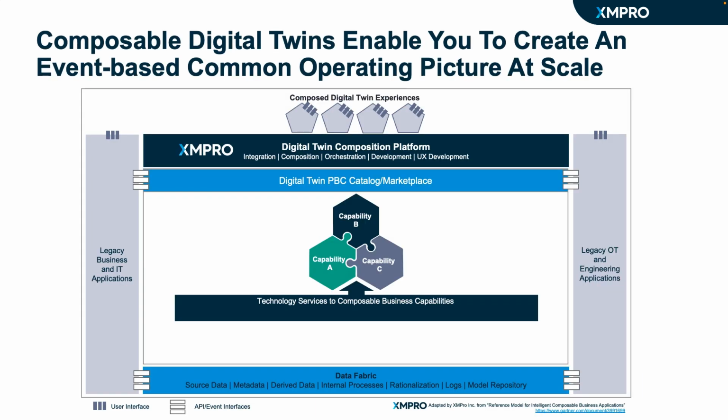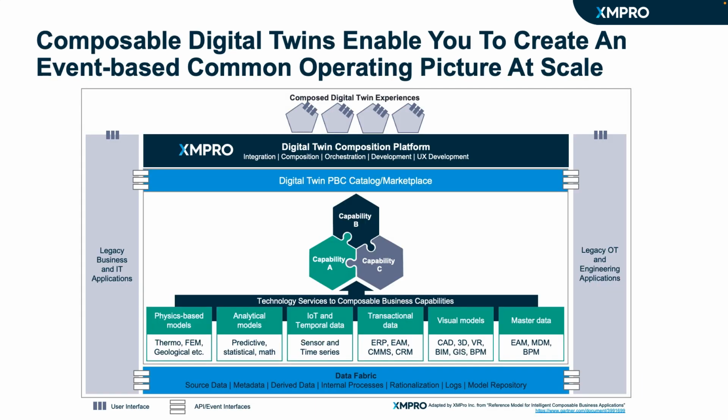We've taken that same approach and just applied it to the different types of data and information that we see in the industrial and specifically power utilities environments. So physics-based models, analytics, IoT and temporal data, transactional data, visual models, and master data. As part of this, you can see all the different types of that lives in there. Through that, we can now create packaged business capabilities. So we can have leak detection, we can do current monitoring, as reusable little blocks of capabilities and compose that together to be able to create digital twins.